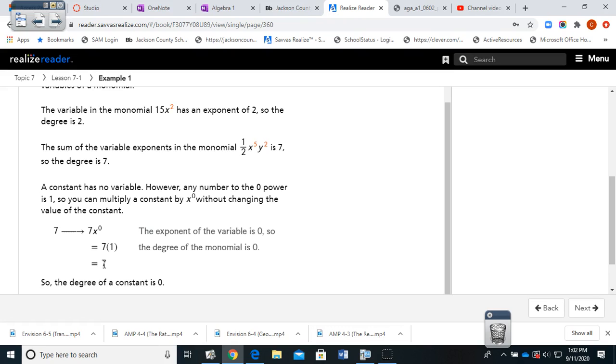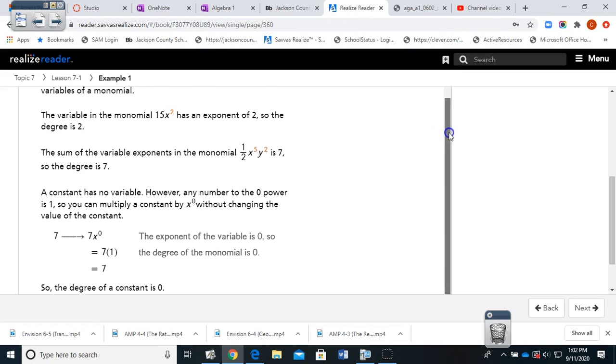All right. What if you just have x? What's its degree? 1. It's not going to say x to the 1 power, but the 1 is there. Everybody got me? All right?